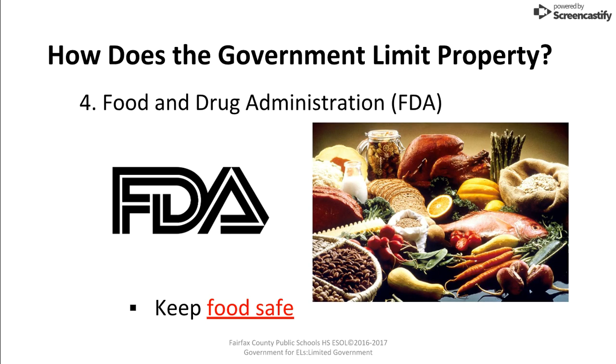There's the Food and Drug Administration, also known as the FDA. They keep food safe and also drugs. So if you go buy Benadryl or Advil, medicine for a headache, they make sure that it's safe. They also make sure that food is safe.